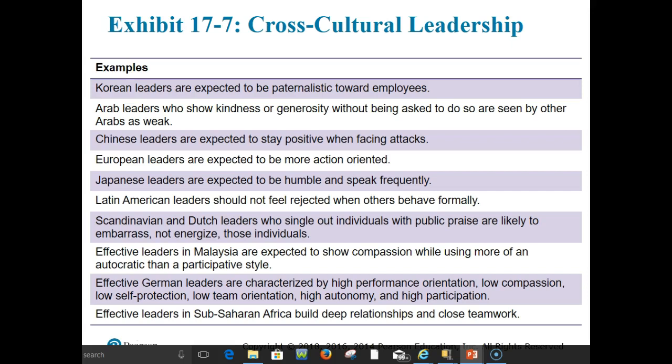Now, given the importance of trust to effective leadership, how can leaders effectively build trust? This is cross-cultural leadership. So these are just some examples. I'm going to leave these up. As far as building trust globally, you want to read these. You want to know, if you're going to be working cross-culturally, you're going to want to know some of the norms, the expectations, the acceptable behaviors when working with other cultures.